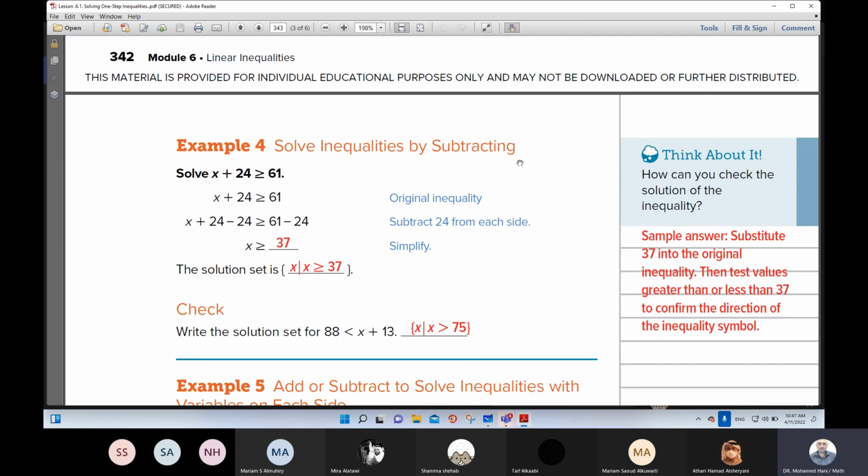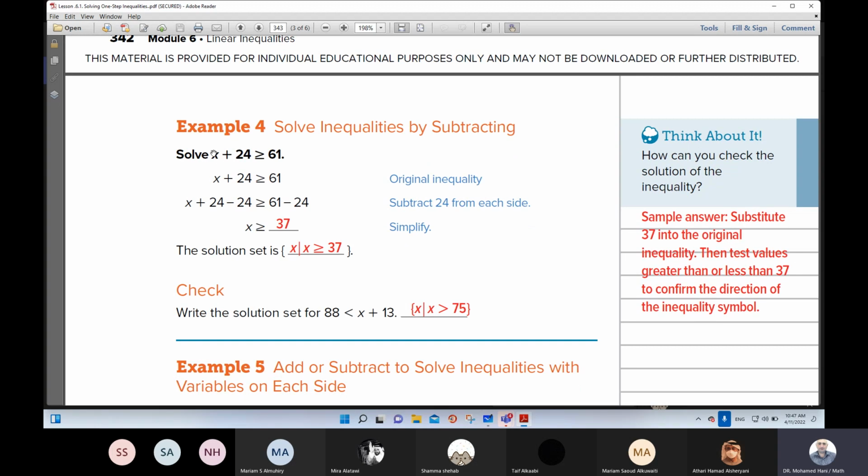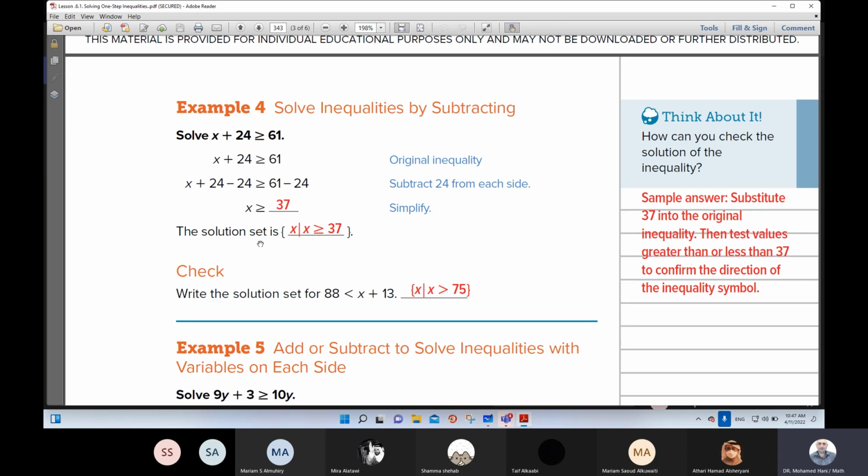Solve inequalities by subtracting. Solve x plus 24 greater than or equal to 61. To solve this inequality, try to keep the variable alone on this side, so try to remove 24. To remove 24, add the inverse to the two sides, so negative 24 here and negative 24 here. 24 minus 24 will be 0, remains x greater than or equal to 61 minus 24, which is 37. Then you can write the solution set: x such that x greater than or equal to 37.